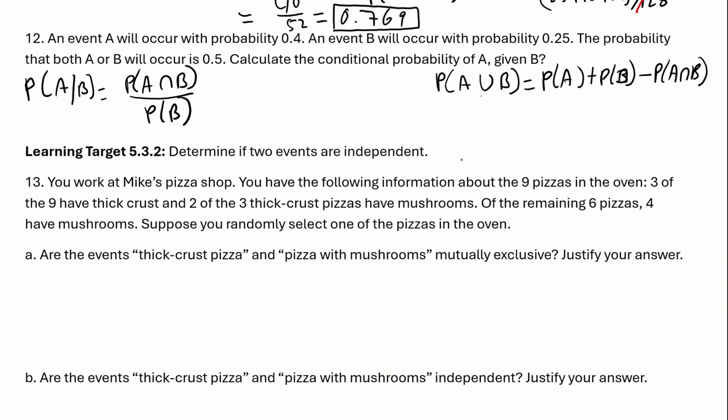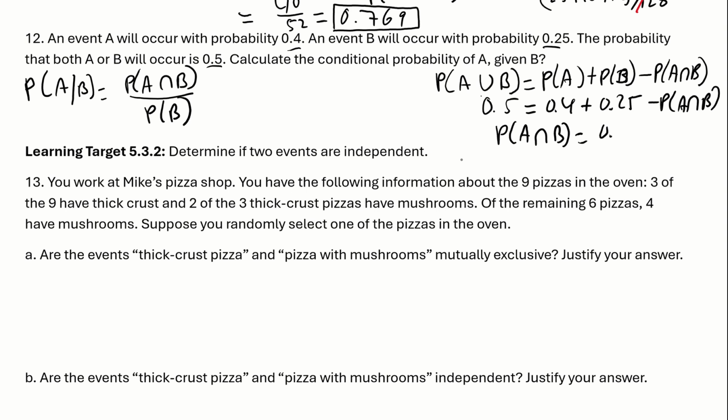If I solve for this, the probability of A or B, they said, is 0.5, right? So 0.5 equals probability of A is 0.4, probability of B is 0.25. So using a little bit of algebra here, I get this equals 0.4 plus 0.25 minus 0.5. So here I get 0.65 minus 0.5 is 0.15. So that's what A and B is. So then we can plug that in here.